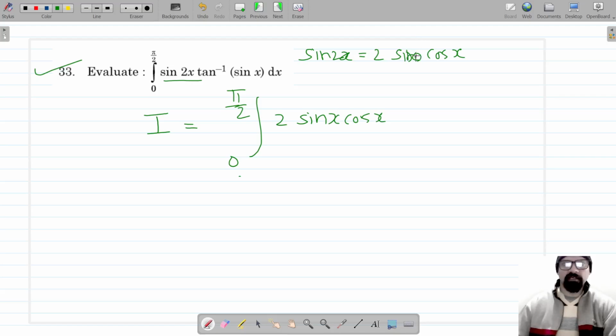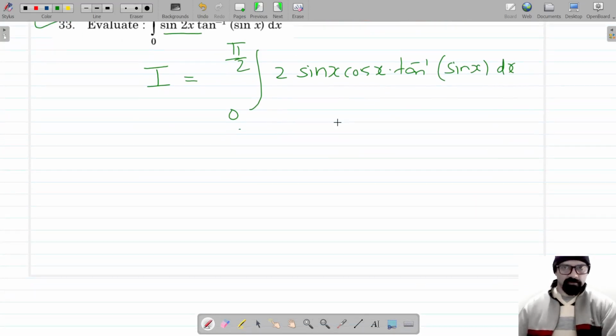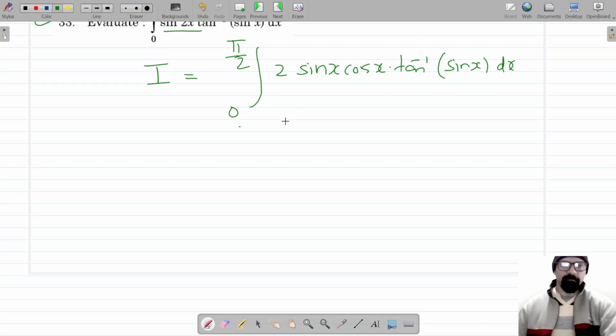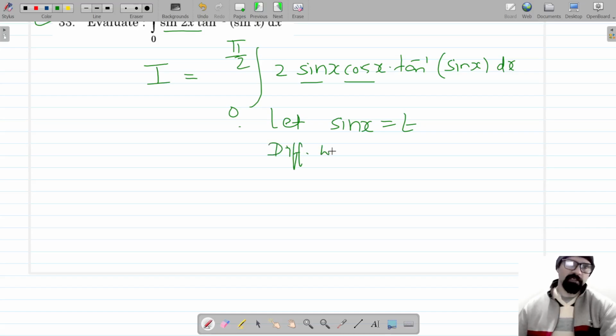This is actually sin x. Okay, और उसके आगे है tan inverse sin x into dx. Now it's ready for substitution. और let me substitute here, हम यहाँ पे substitution करेंगे और substitution में sin x को replace करते हैं क्योंकि sin x की differentiation cos है. तो let हम मान लेंगे sin x को t और इसको differentiate करेंगे with respect to t, x के साथ नहीं, t के साथ.